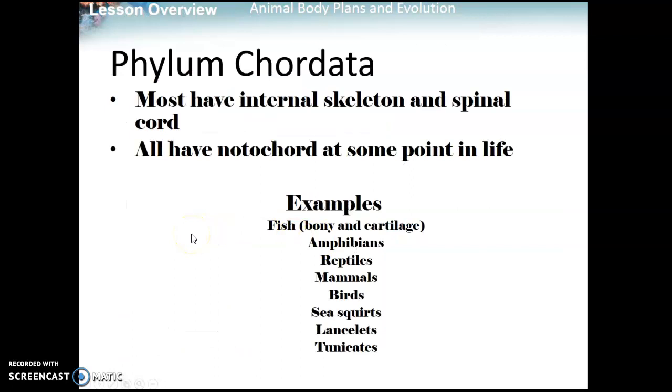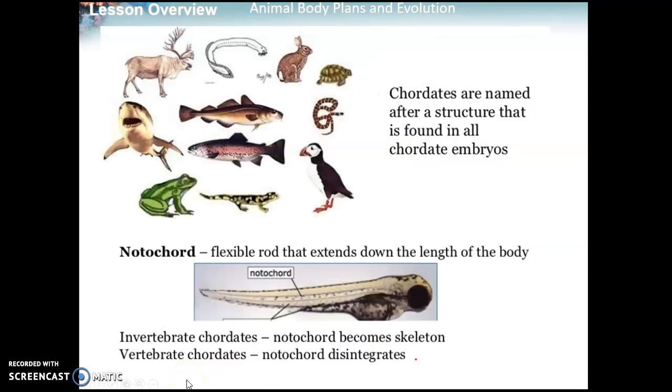Chordata, the phylum Chordata, are chordates. Most of these animals have internal skeletons and spinal cords. You, as an animal, belong to the phylum Chordata. They're called chordates because they all have a notochord at some point in their life. Examples would be fish, amphibians, reptiles, mammals. Really unusual chordates called sea squirts, lancelets, and tunicates. And don't forget your birds.